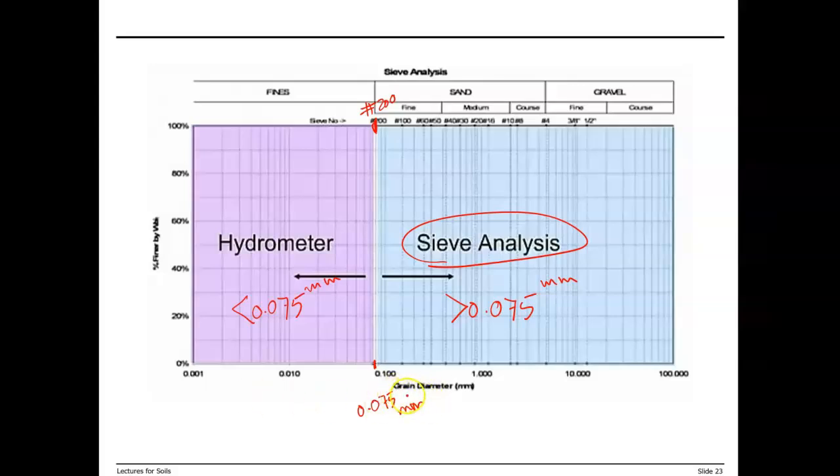We have grain diameter and percent finer or percent passing. And then we can say what percentage passed through different sieves or different opening sizes, and then we can have our gradation curve.